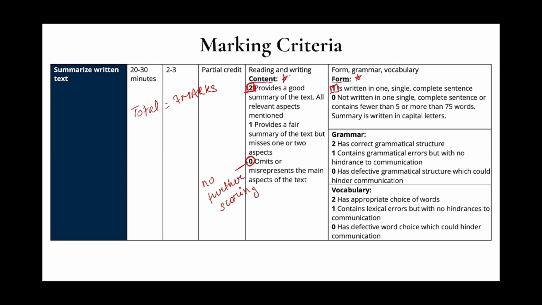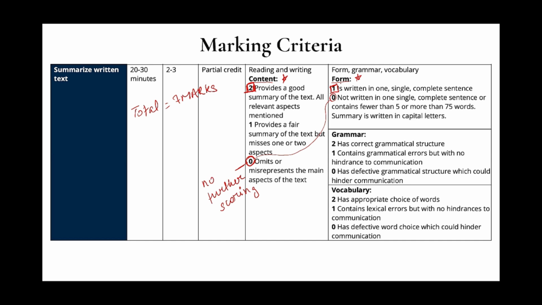Let's say if you don't do that, that means if you don't put 1 single sentence, if you put more than 1 full stop, or for that matter you wrote less than 5 words or more than 75 words, or if your entire summary is written in capital letters, you'll straight away get 0. If you get 0, unlike your content, there is no further scoring. So if you look at these 2 things, there is no further scoring if you get 0 in any one of them.